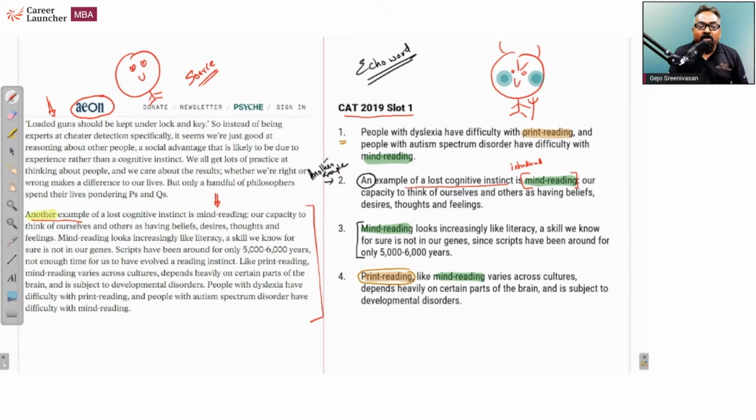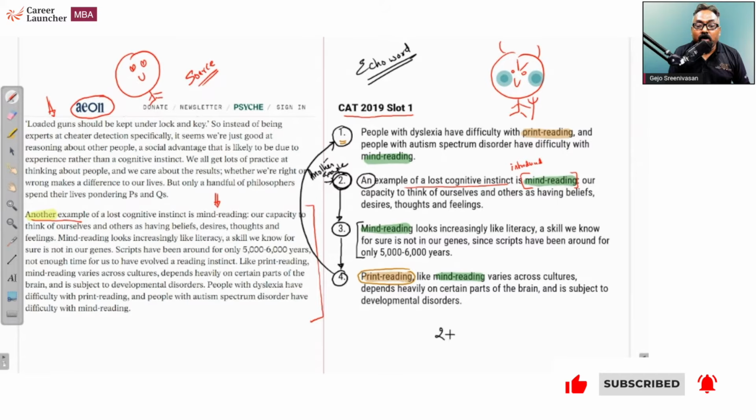Therefore, the order is clear. We're starting with 2, where mind reading is introduced, and then moves to 3, where mind reading is explained, looks increasingly like literacy, a skill, and so on. And then we have print reading introduced, and then both are compared. Simple. We have got 2, 3, 4, and 1 as the order.